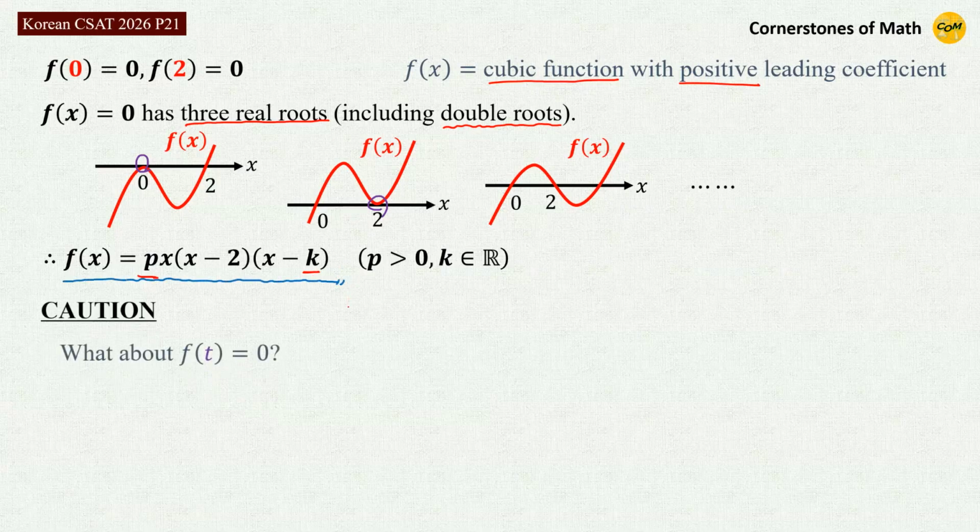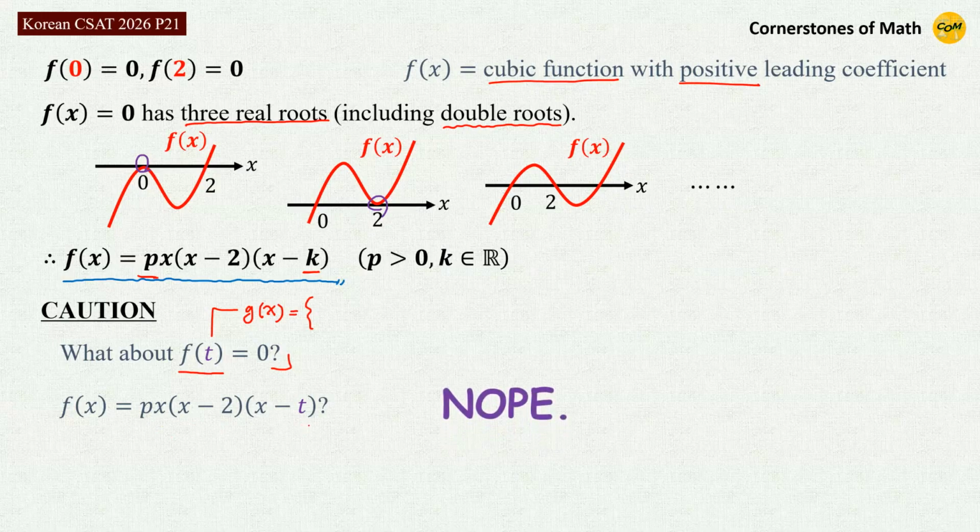A bit of caution here. Some of you may remember that the value of f of t is also 0, where this t splits g of x into 2 cases. And some of you may want to use this as well. So, does this mean that we can express f of x as p times x times x minus 2 times x minus t?